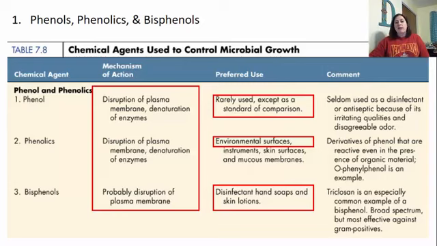Now guys, phenols are rarely used except as a standard of comparison. These are seldom used as a disinfectant or antiseptic because of their irritating quality, like on the skin, and they have a really bad odor.